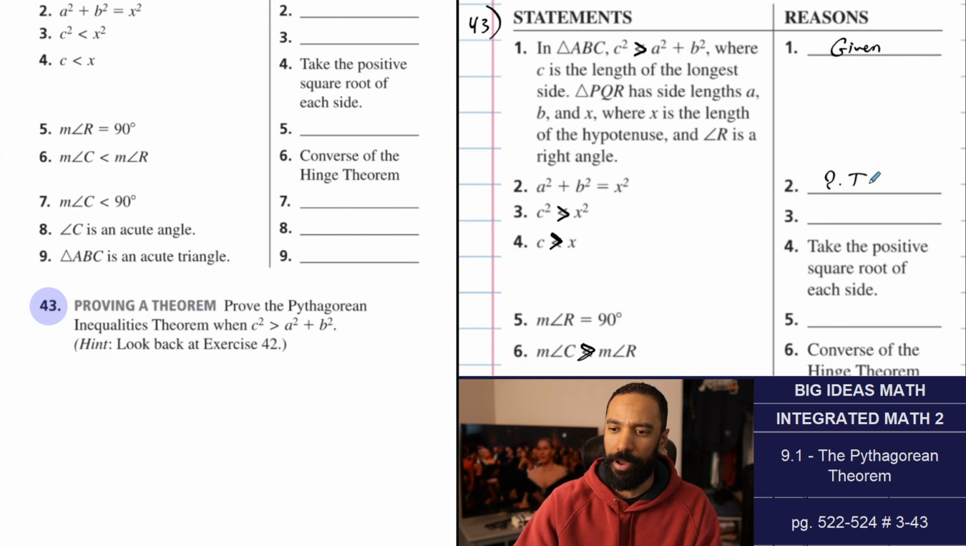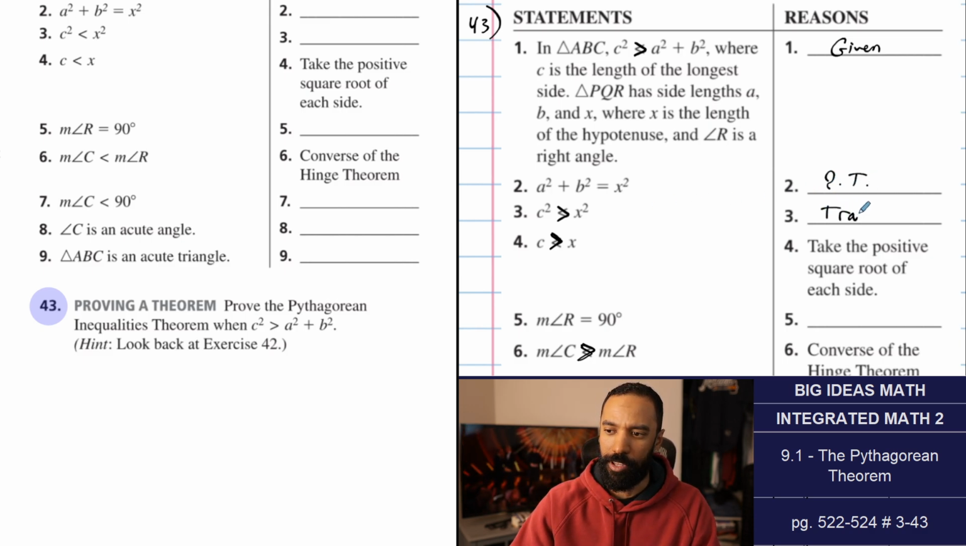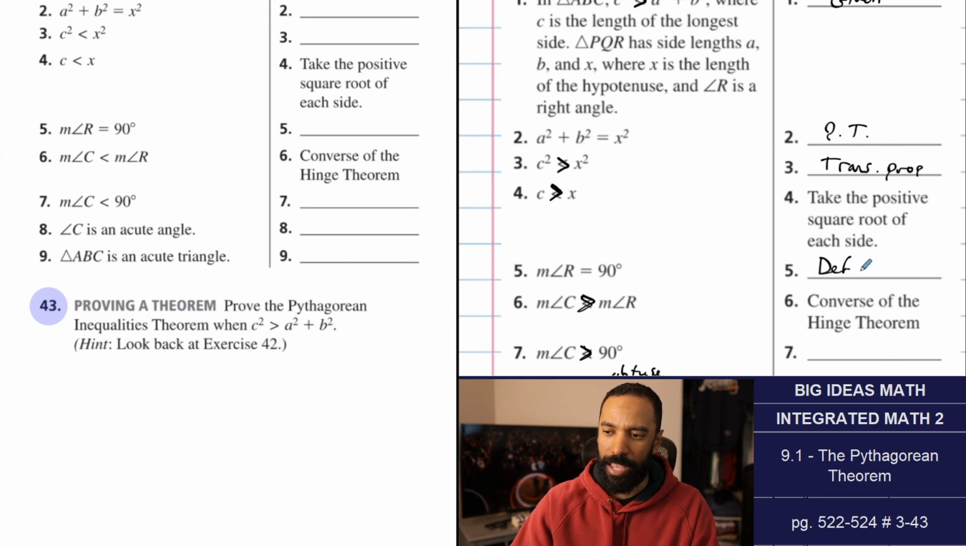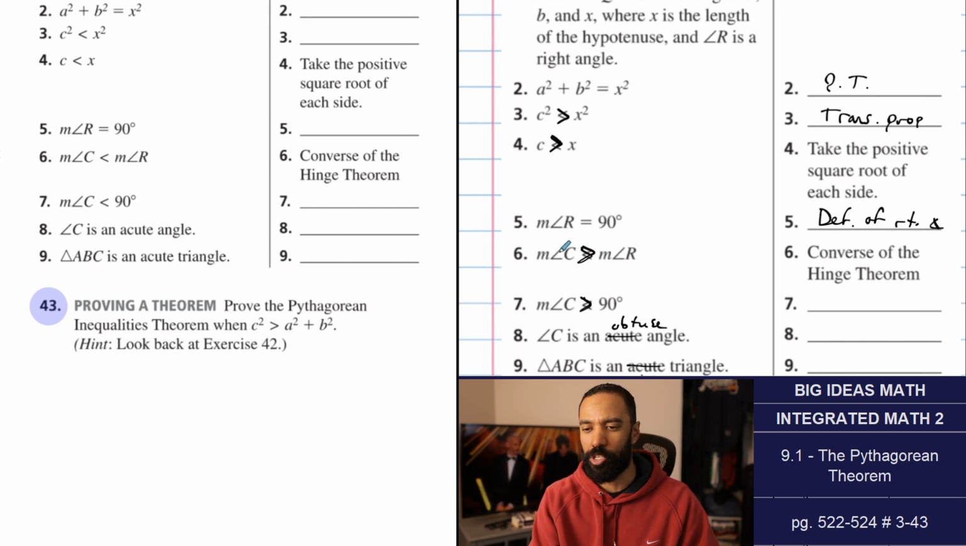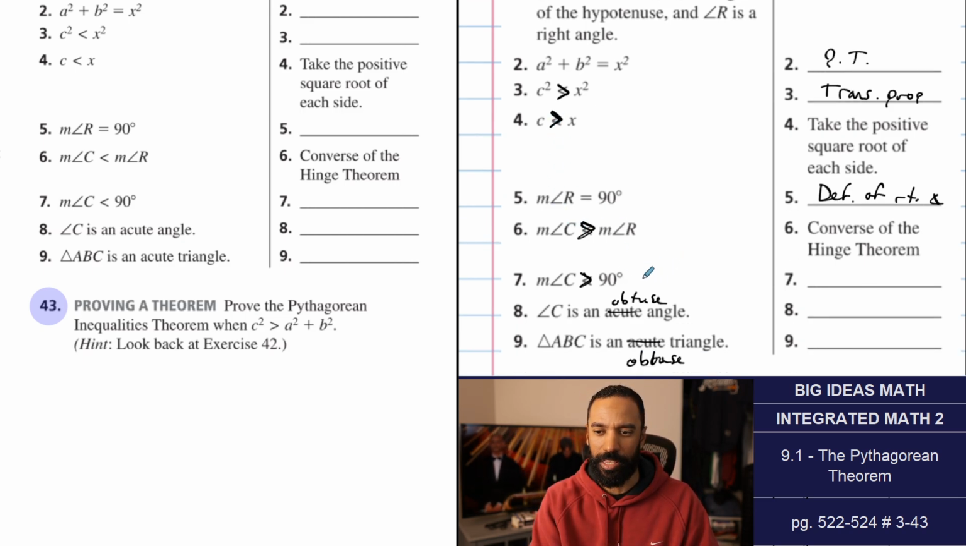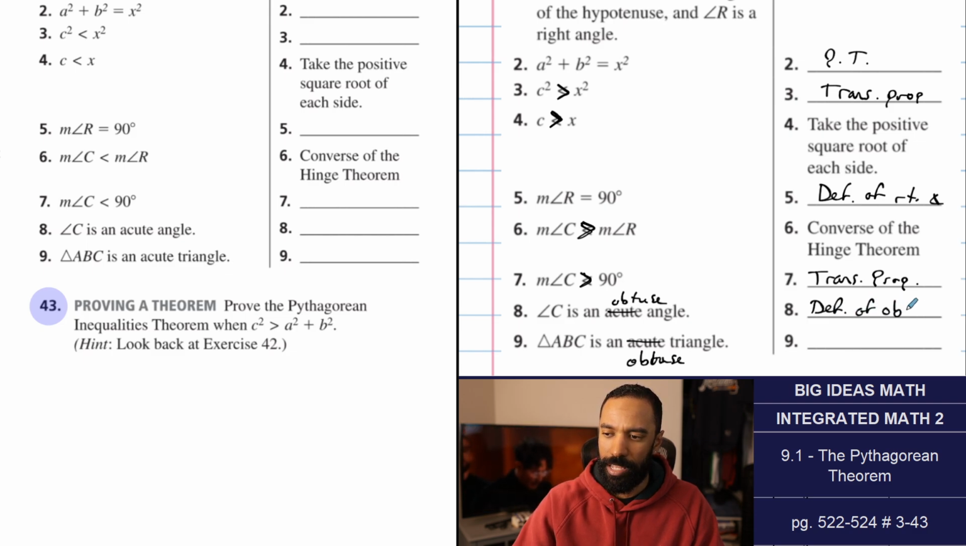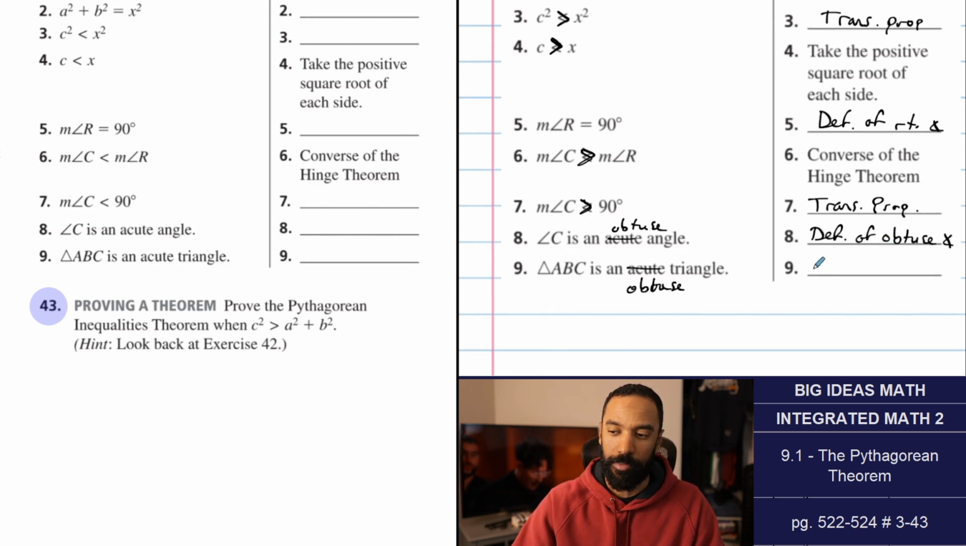This is the Pythagorean theorem. This is the transitive property of equality. Now c is greater than x when we take the square root of both sides. Definition of a right angle. Here, converse of the hinge theorem, this will be greater now that c is greater than x in this way. C is greater than 90, once again transitive property of equality. C is now an obtuse angle by definition of obtuse angle instead of acute angle. And an obtuse triangle is a triangle with one obtuse angle in it, definition of obtuse triangle.